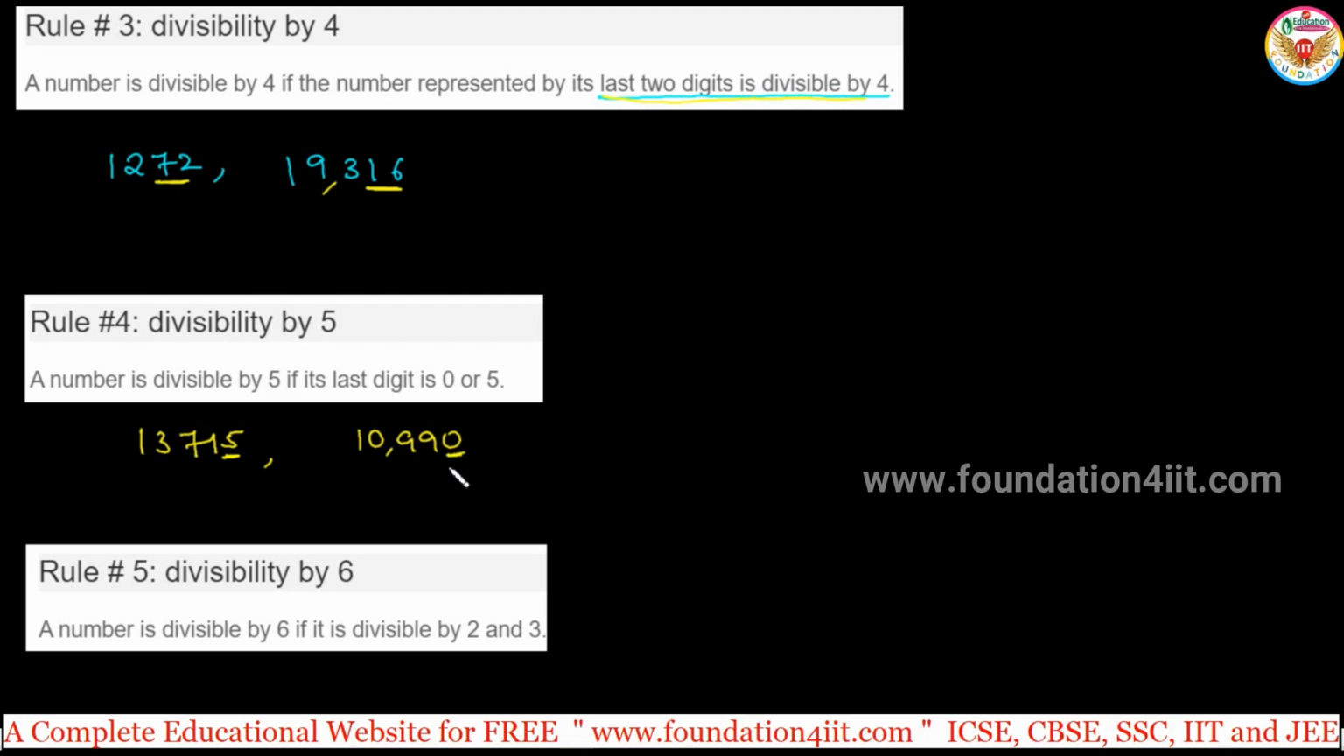10,990. Units place is 0. Either 0 or 5 in the last digit, that is the units place. That number is divisible by 5. Right?